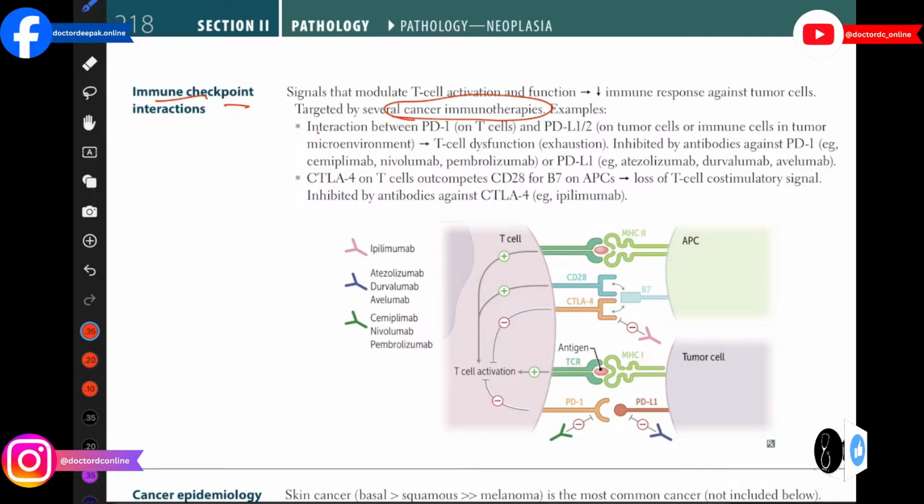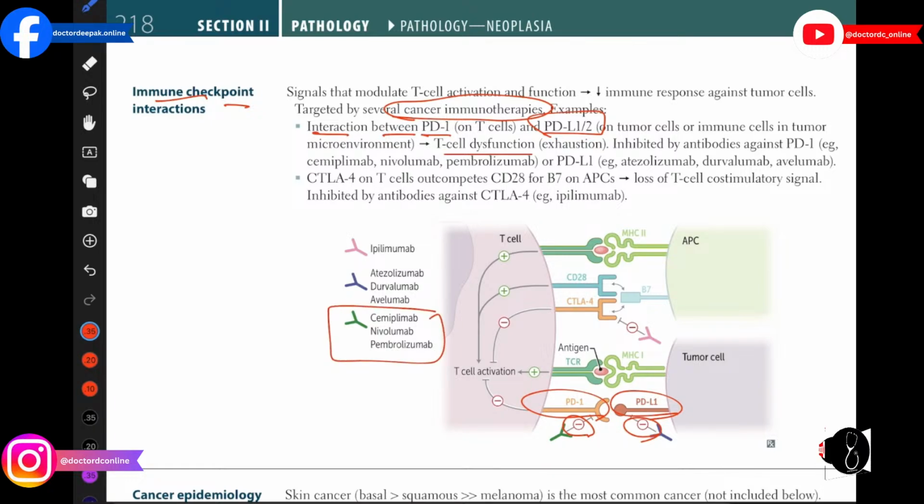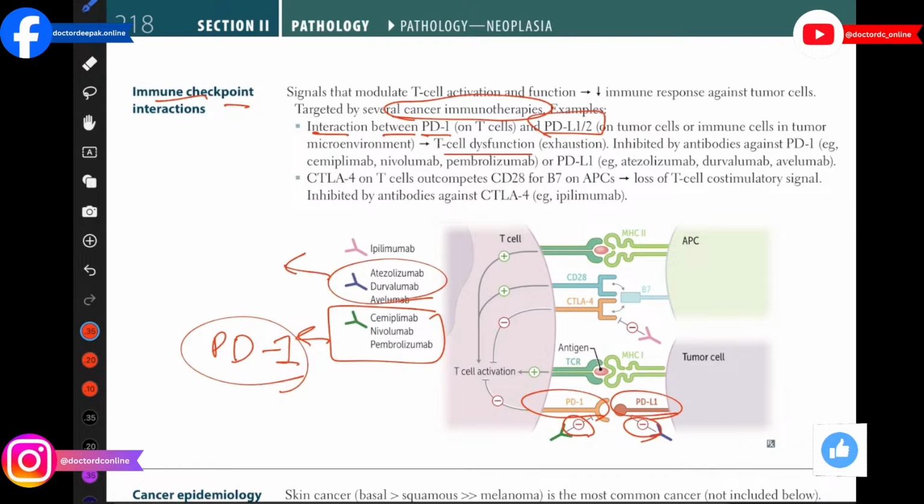First, we already covered the interaction between PD1 and PD-L1 that causes inactivation and T-cell dysfunction. To inhibit that port interaction between PD-1 and PD-L1, we use some drugs. We have cemiplimab, nivolumab, and pembrolizumab for inhibition of PD-1. For the other factor, PD-L1, the programmed death ligand 1, we have monoclonal antibodies like atezolizumab, durvalumab, and avelumab.